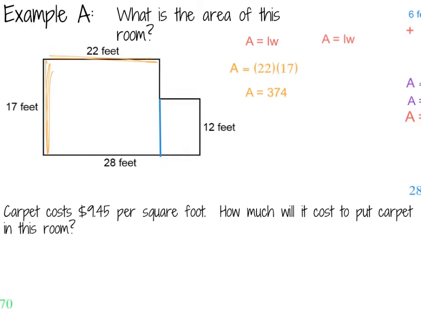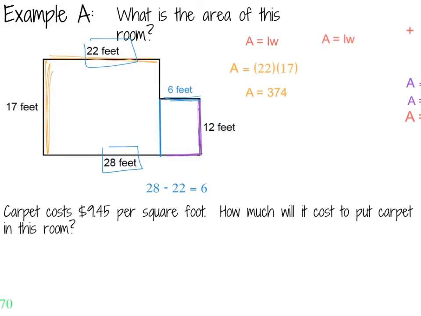The second rectangle, I know that I have 12 feet as the length, but I don't know what my width is. But just like what I was talking about with perimeter of irregular figures, I can use the problem to help me out here. So if I see that the entire length is 28 feet, and this top section is 22 feet, I can do some math to figure out what the part is that's left over. So I'm going to take the 28 feet minus the 22 feet, and that's going to give me 6 feet. So I know the part that's left over is 6 feet.